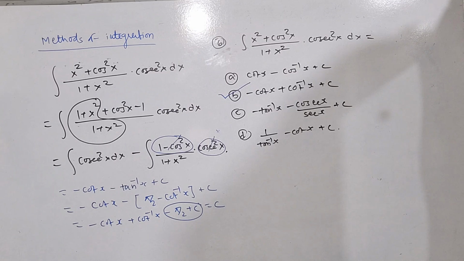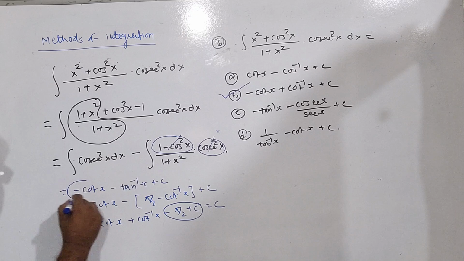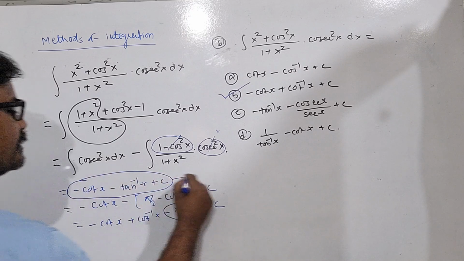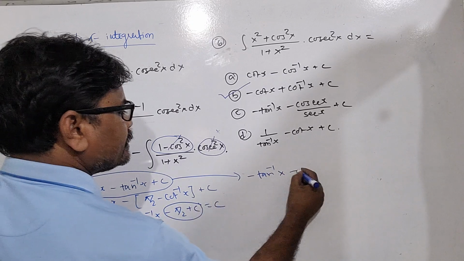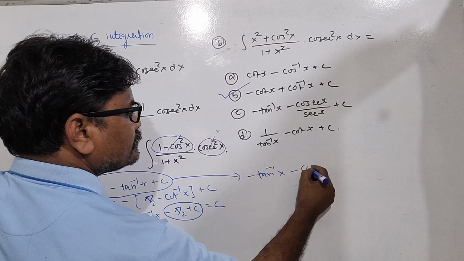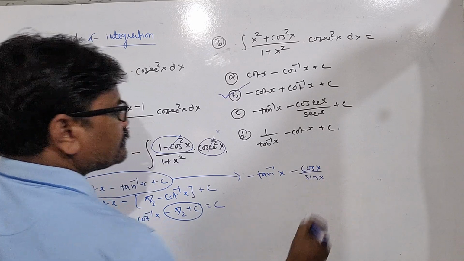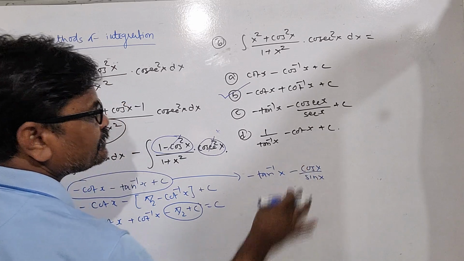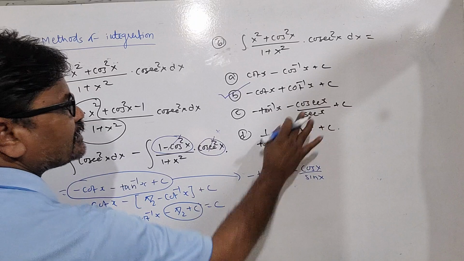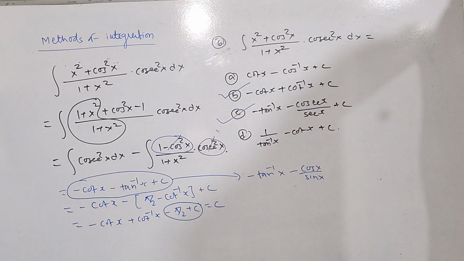Hold on. Can we see any other options? Also the answer of this question. See the third one, minus tan inverse x. Here it can be written as minus tan inverse x, and minus cot x can be written as cos x upon sin x. Correct. Cos x upon sin x. This 1 upon sin x can be written as cosec x, and cosec x can be written as 1 upon sec x. So therefore this answer is also correct. Correct. Let's see more problems.